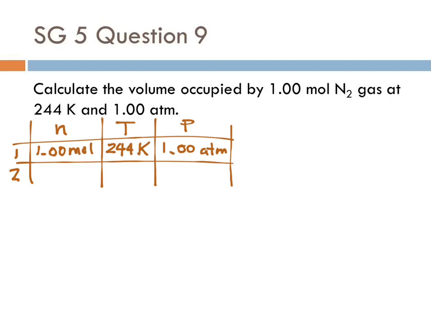Did we waste time or anything by doing a table? No. We've got things organized. You're just contrary. PV equals nRT. Because look, we've got things labeled. There's n, there's T, and there's P. We are looking for V. It says calculate the volume.